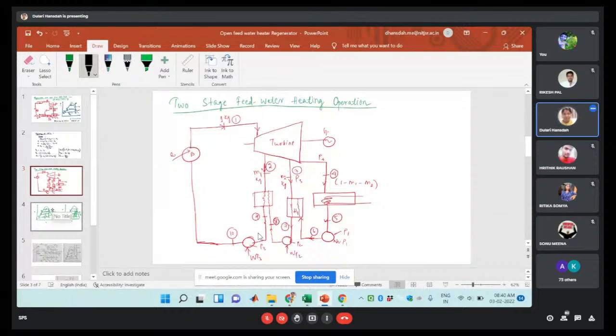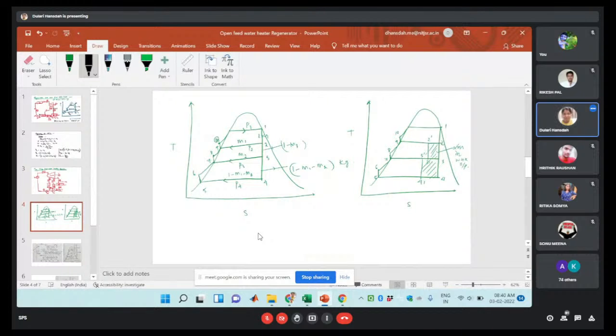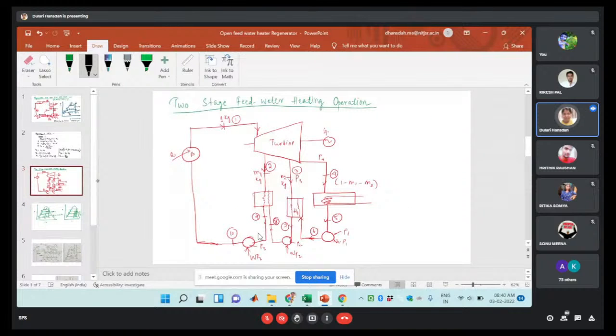1 to 2, then 2 to 3. So in 1 to 2 expansion is happening, then in 2 to 3 expansion is happening. So that one is here. 1 to 2 is 1 kg, then in 2 to 3 it became 1 minus M1 kg, and in 3 to 4, 1 minus M1 minus M2 kg. So here if you are observing, this is the diagram. If you observe, then we will discuss the TS plot.